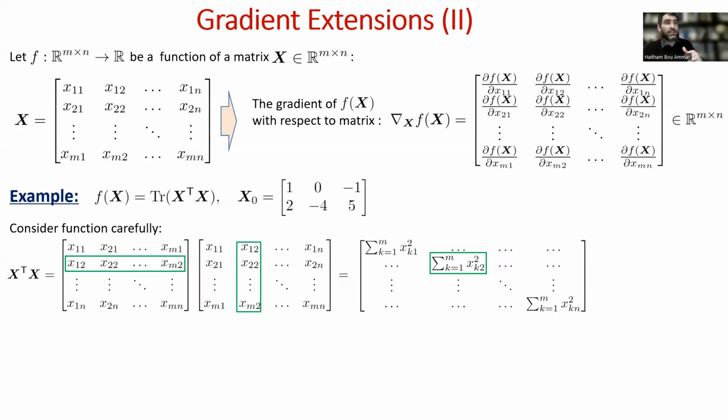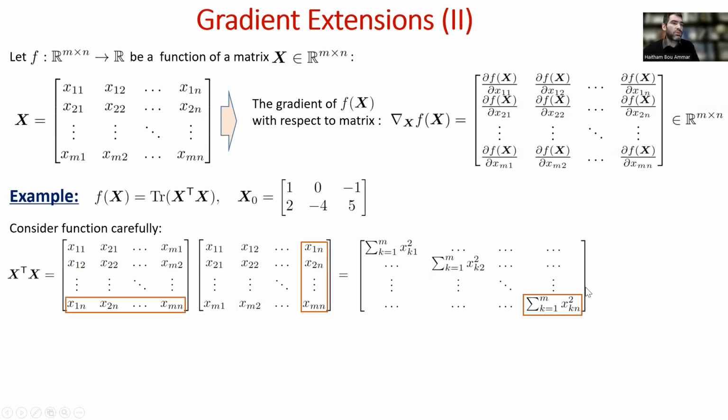In order to compute the second diagonal entry of that matrix, you need to take the second row of the matrix X transpose and multiply it by the second column of the matrix X, and it gives you the second diagonal entry here, and so on. And finally, in order to compute the last diagonal entry of the product, you need to take the last row of the first matrix, which is X transpose, and multiply it by the last column of the matrix X, and it will give you this expression.